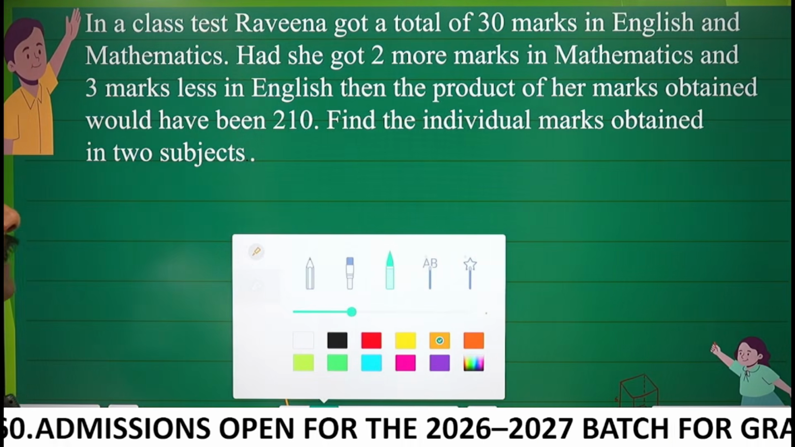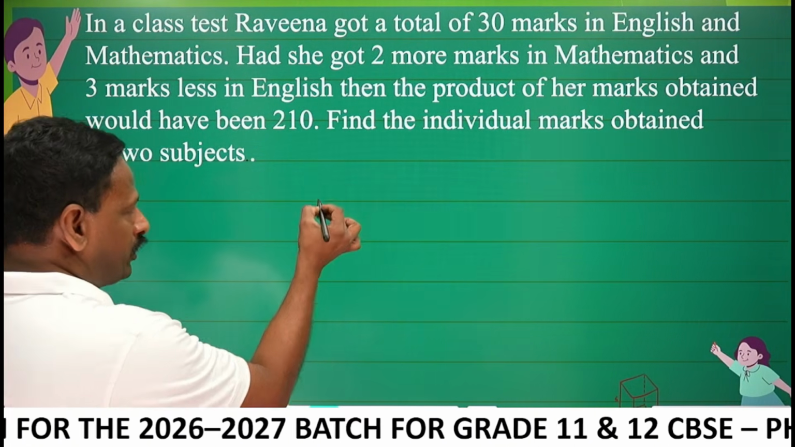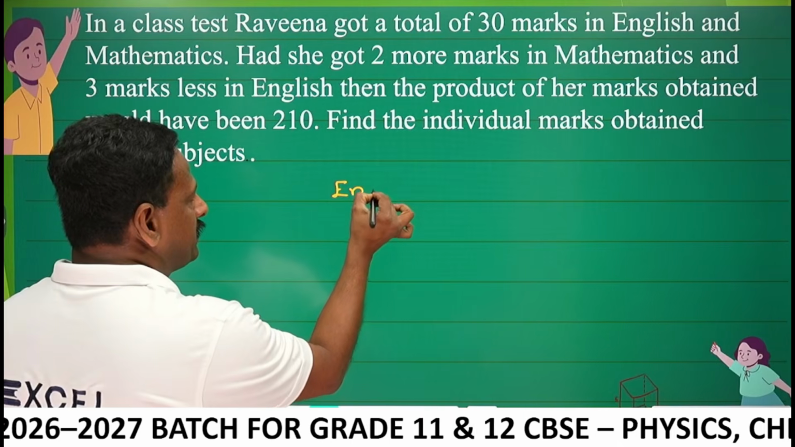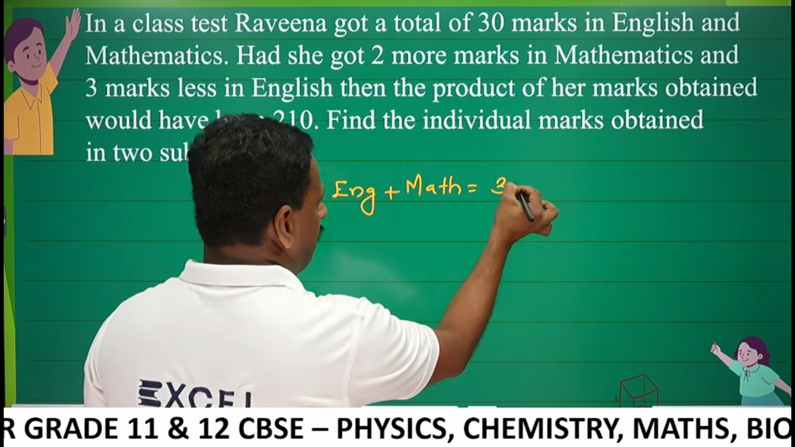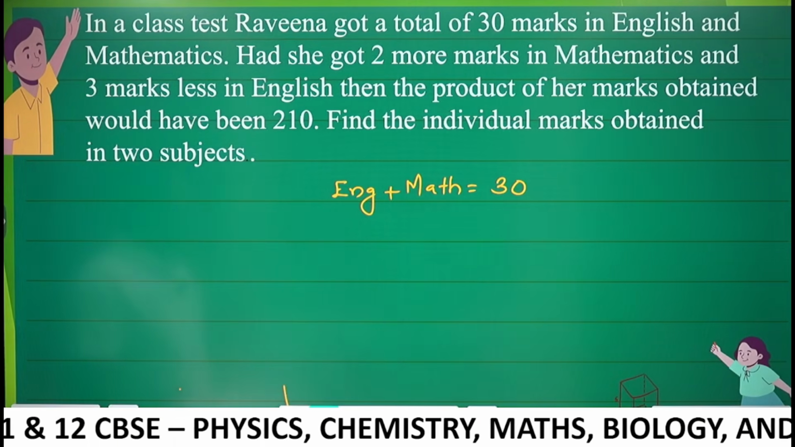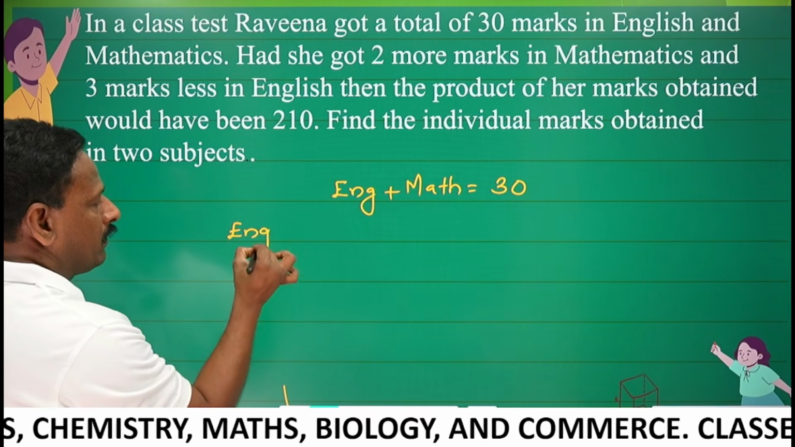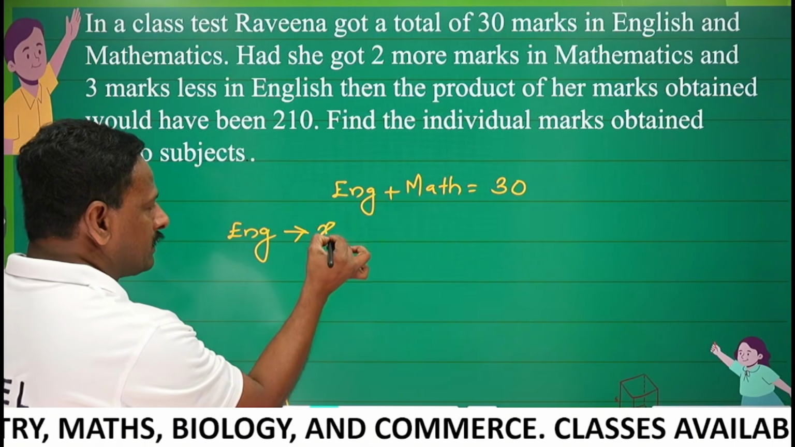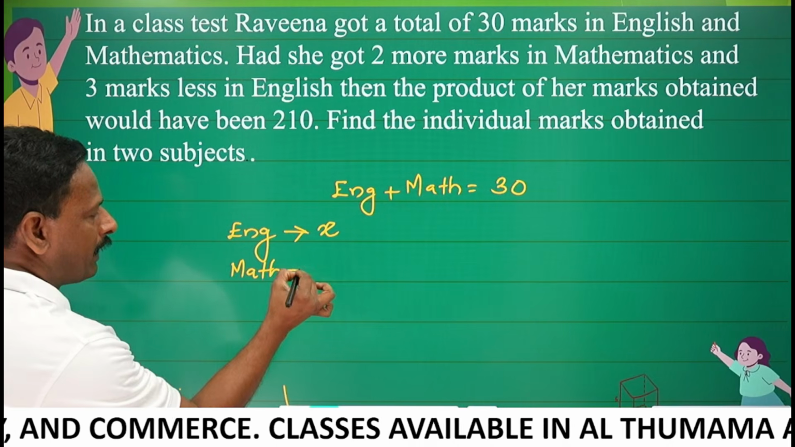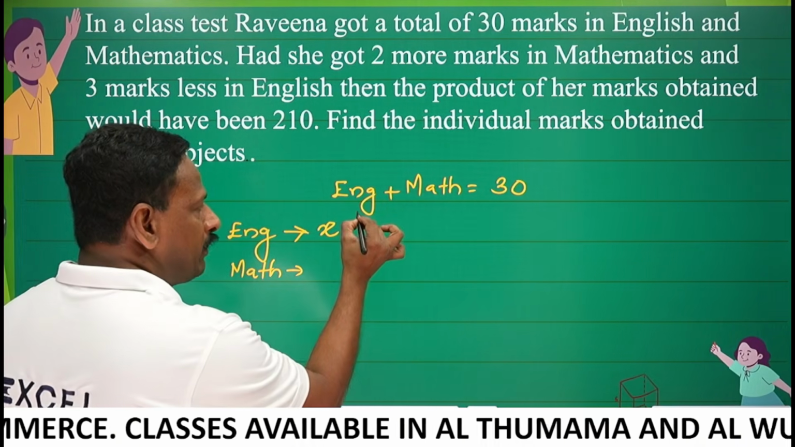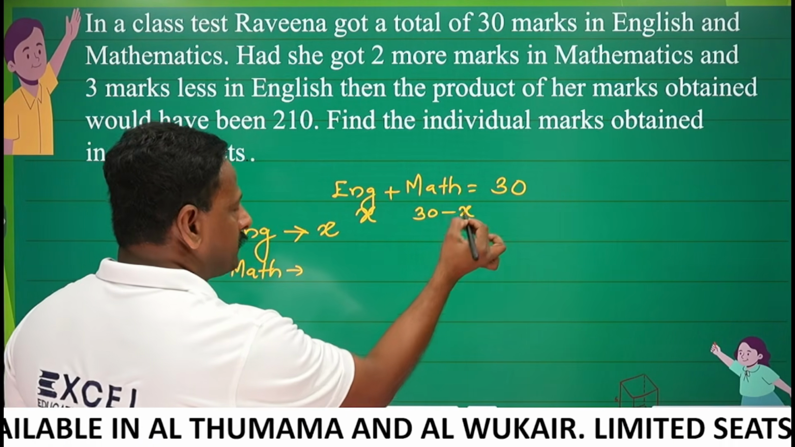So this question says that Ravina got a total of 30 marks in English and mathematics. So together in English and math she scored 30 marks, right? If you take the mark she got in English as X, then what will be the mark she scored in math? If you take X, then this will be 30 minus X, right?